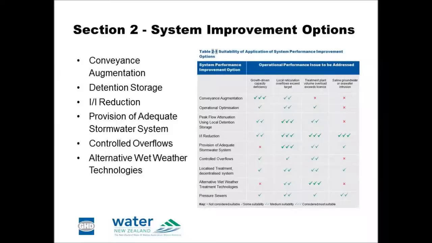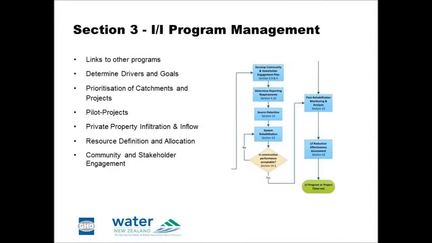Section 2 really covers how inflow and infiltration reduction sits in the whole suite or the toolbox of other system improvement tools that are possible. It is certainly one tool in a number of tools that are possible in terms of improving wastewater system performance. Section 3, as the diagram shows, is a roadmap through the rest of the document, and there's a flowchart there that does guide you through which sections may be appropriate for the issue you're actually looking at.